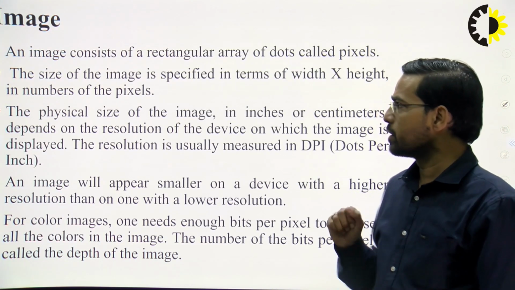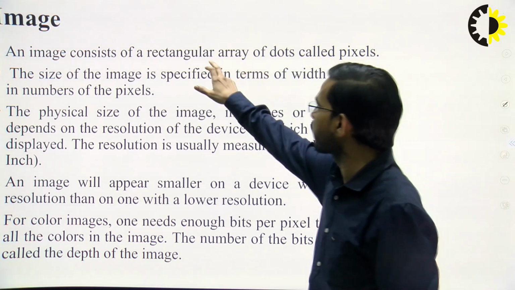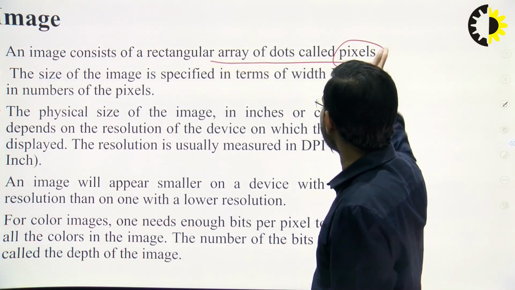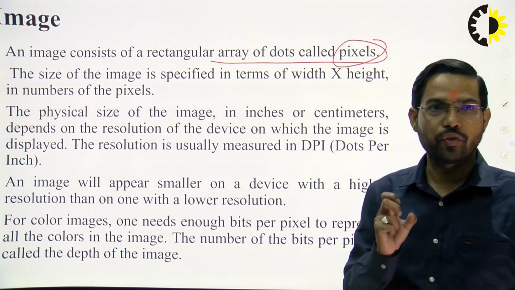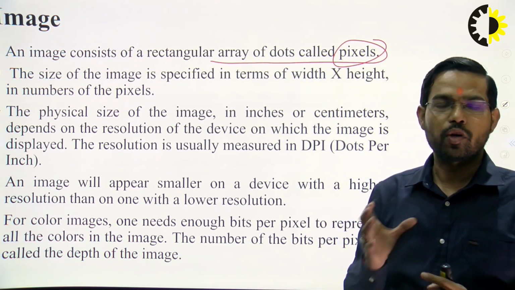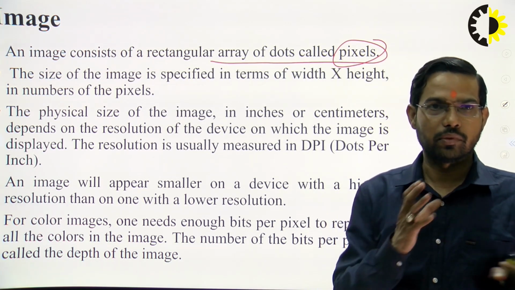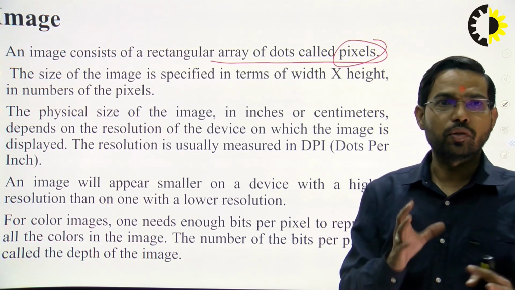The first one is images. What is an image? An image consists of a rectangular array of dots called pixels. Okay, so pixels are the array of dots. That is the concept. For example, you know about pixel sizes like 840 by 620, 1024 by 780. Those are called the pixels.